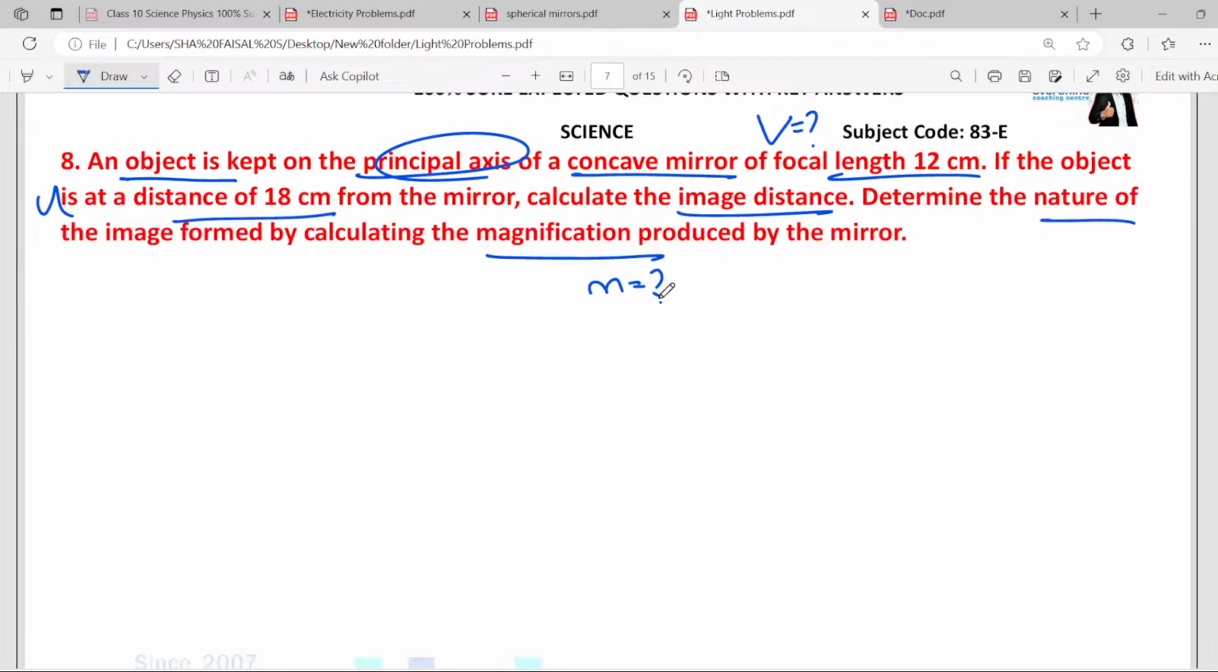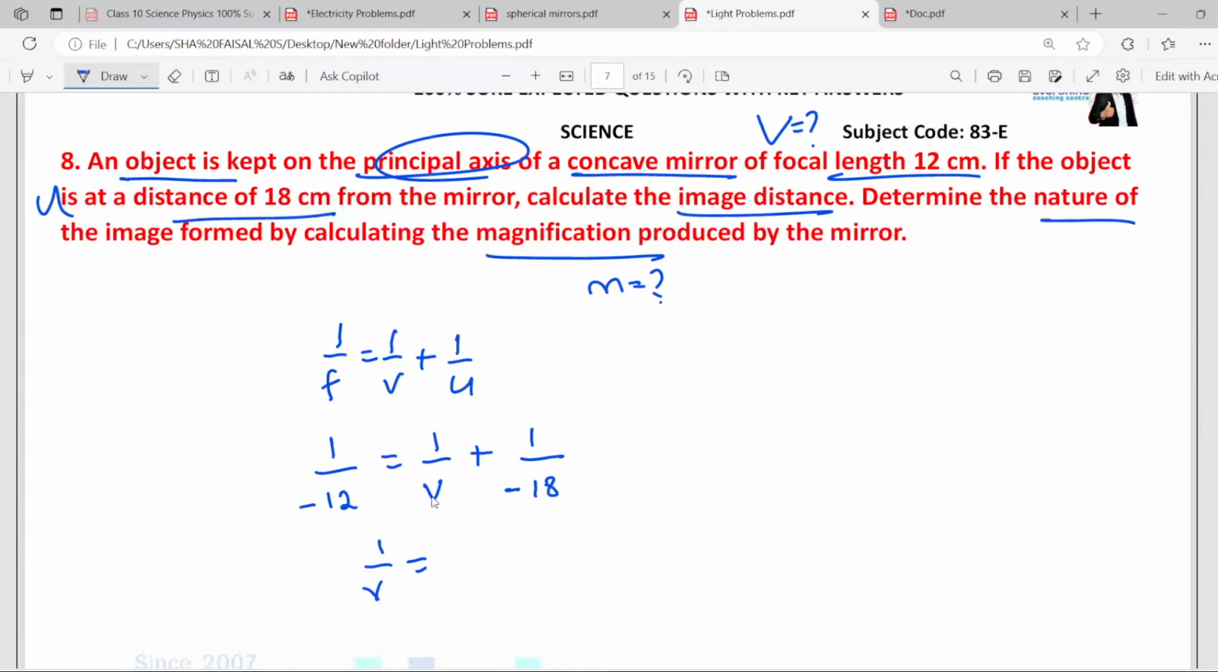So it is the mirror formula. We can write 1 by f is equal to 1 by v plus 1 by u. 1 by focal length, 12 centimeter. Since it is a concave mirror, we should use negative, is equal to 1 by v, which we don't know, that is what we are calculating, the image distance, plus 1 by u. U is the object distance, that is 18. We know that u should always be negative, so it is minus 18. So take 1 by v to this side.